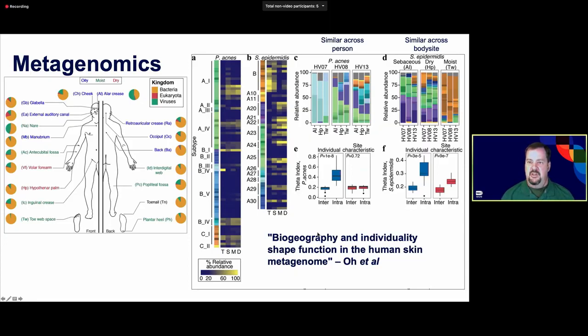So within an individual, the strains that they have look similar between the side of their nose, their palm, their toe web, versus Staphylococcus epidermidis, where actually the strains look more similar between different people at the same body site. So everybody's alar crease looks more similar than it does to some other body site within that person. So these two different bacteria that both share the same niche, the skin essentially, have very different distributions within or across people.